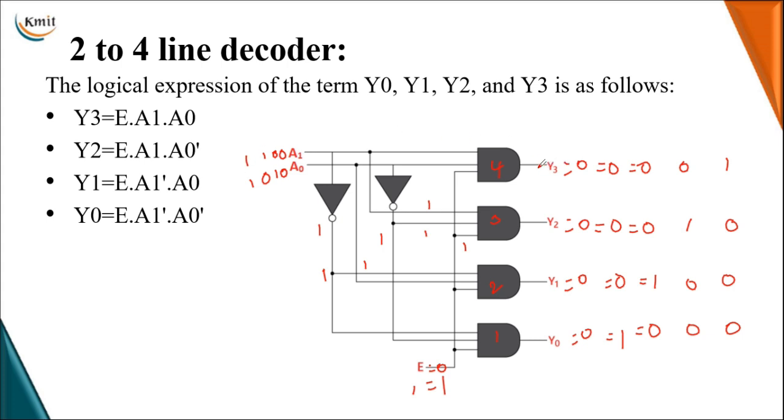Each output of your AND gate would generate one of the minterms. So this fourth AND gate will generate the minterm M3. This third AND gate will generate the minterm M2, and this AND gate 2 is generating your minterm M1. The first AND gate will generate your minterm M0. So these decoders are also used to implement your Boolean functions.